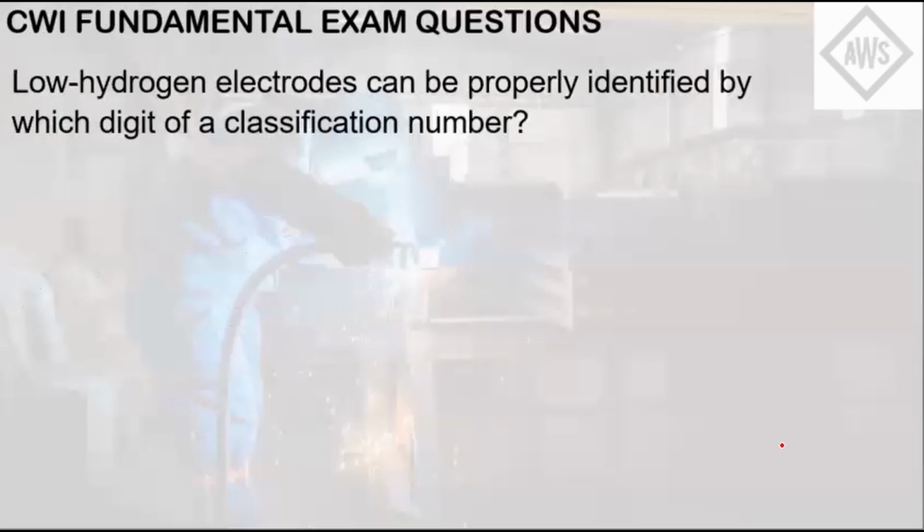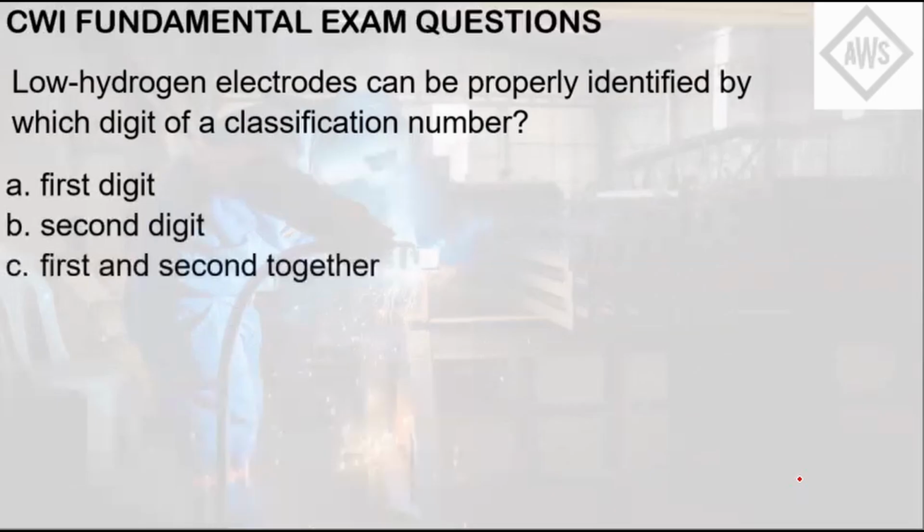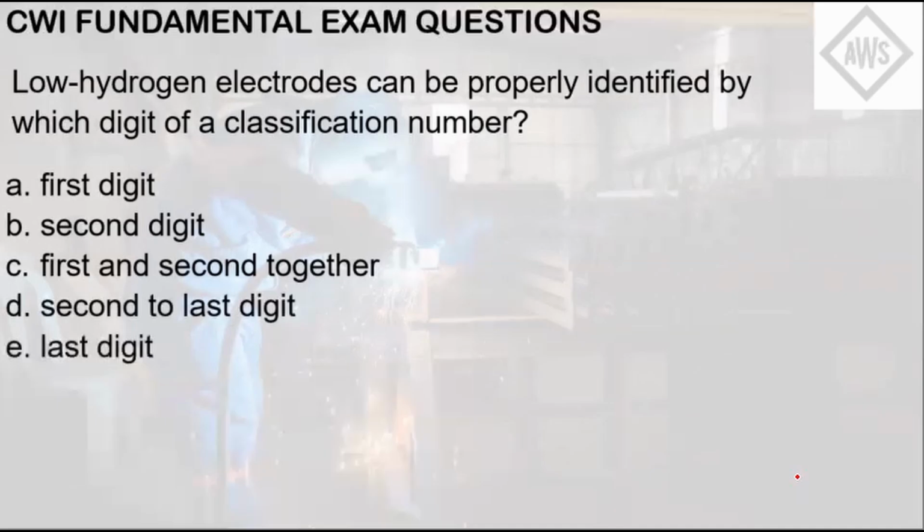Low hydrogen electrodes can be properly identified by which digit of a classification number? Letter A, first digit. Letter B, second digit. C, first and second together. Letter D, second to the last digit. Letter E, last digit. So this characteristic can be found in the electrode's last digit. Letter E. It is denoted by numbers 5, 6, or 8, which denotes that the electrodes contain low hydrogen characteristics. So the digits denote different identification for different welding processes, but the notation for low hydrogen content is still in the last digit. So the answer here is letter E.